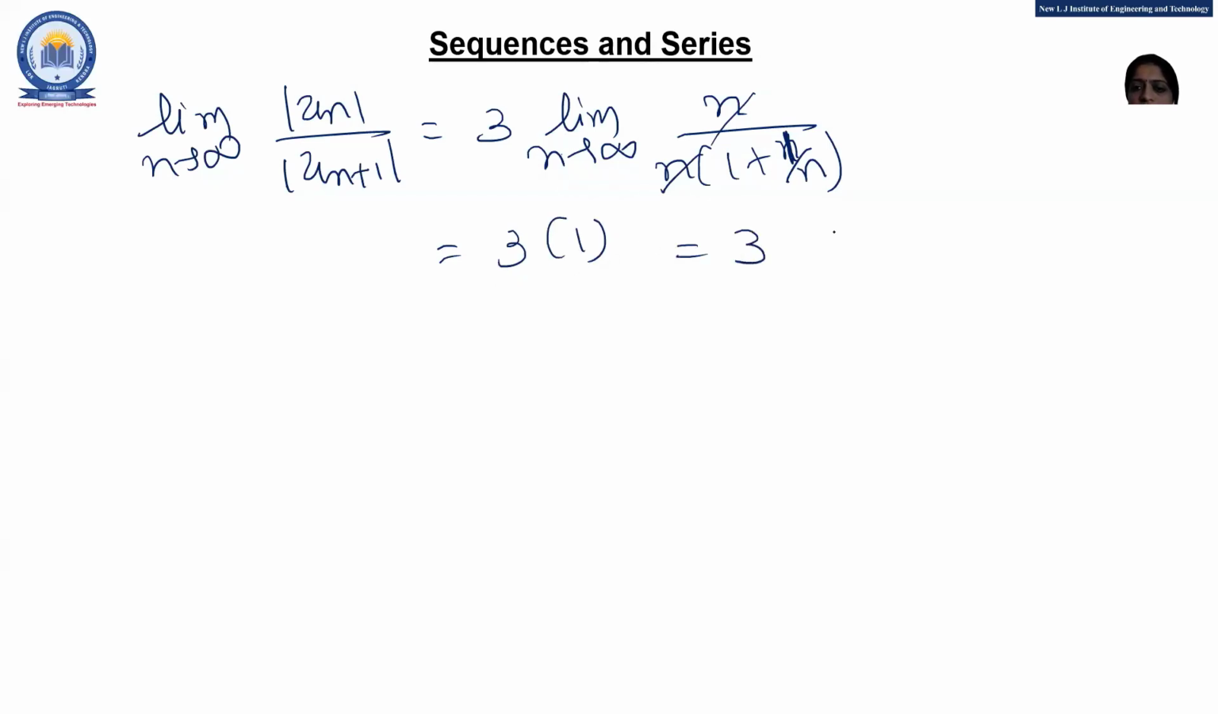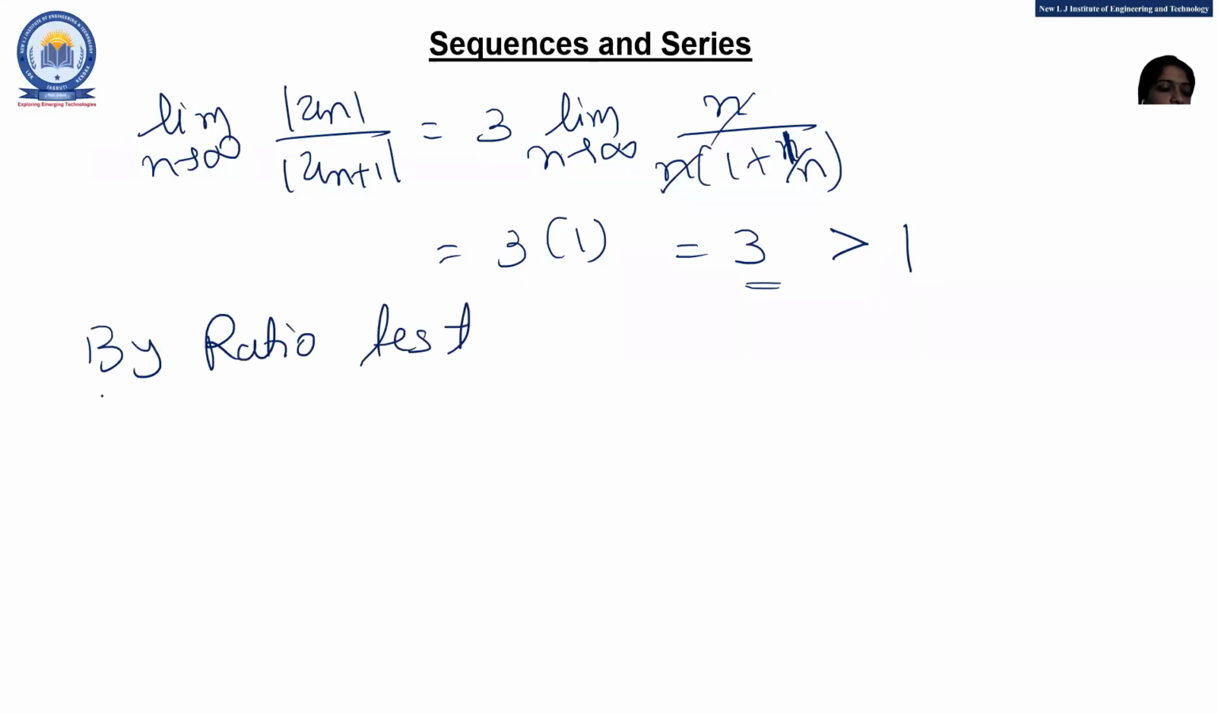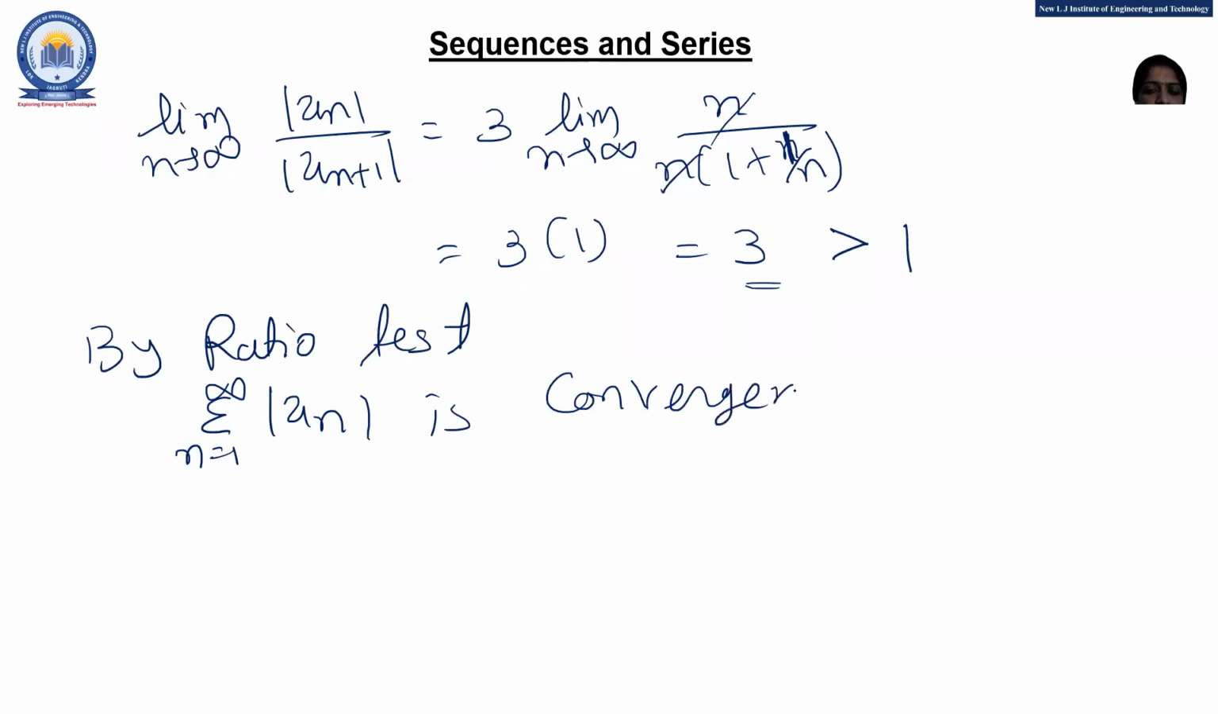So my answer is 3, which is greater than 1. And as per the ratio test, if my limit L is greater than 1, then my series is convergent. So by ratio test, the series summation n = 1 to infinity of |un| is convergent. In this case, again, we directly get |un| is convergent, so no need to check for un.